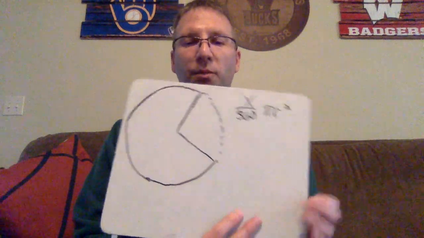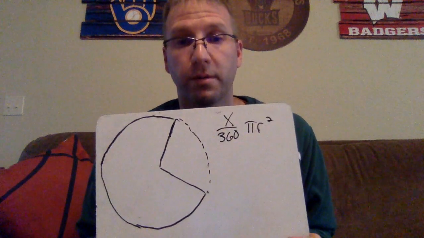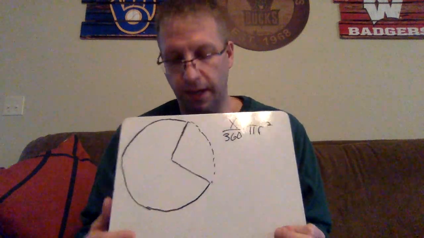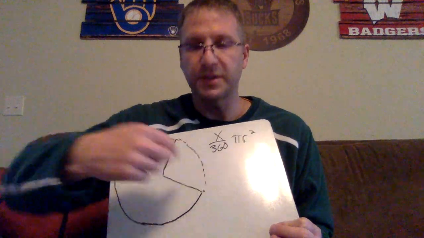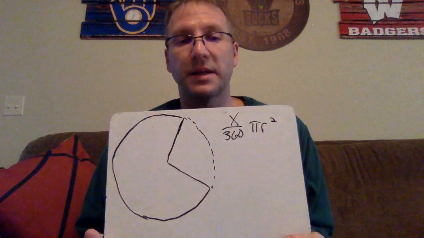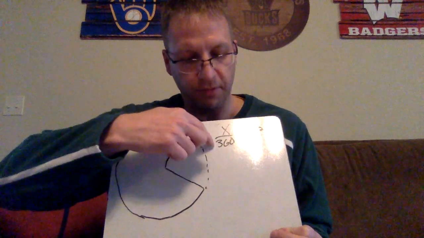Okay, and what I did was I connected, now the formula for the sector, third quarter, you're welcome. Okay, I want to find the area of this sector. So what I did was I connected the rest of the circle so we know where this starts. So let's start with the 360. Where does the 360 come from?